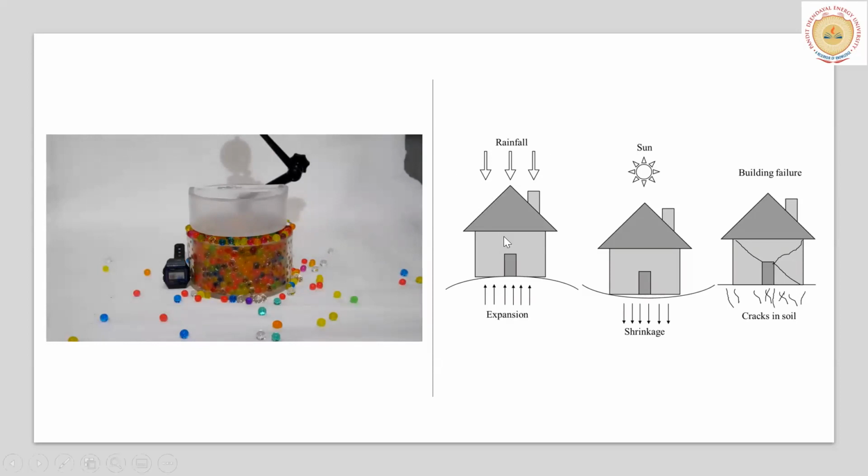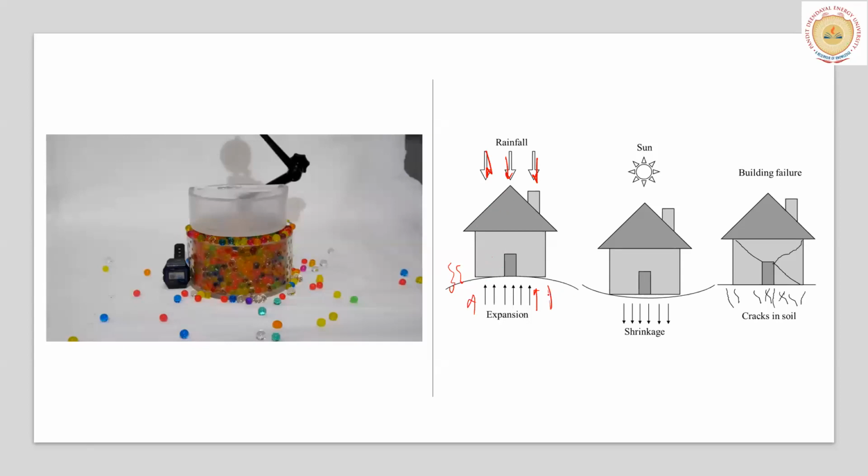What happens? When there is rainfall, as you see on the right side, the soil comes in contact with water and there will be an expansion. There will be a volumetric change. This expansion will cause a lot of pressure on our own houses, right?